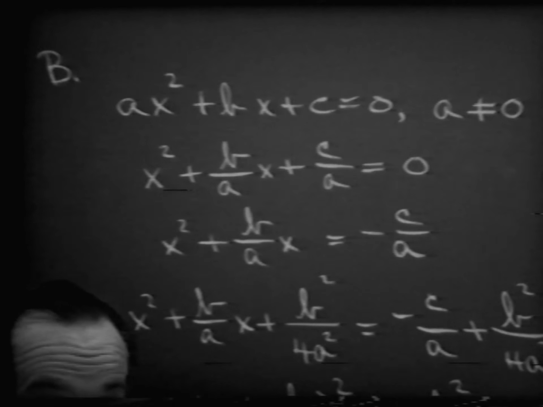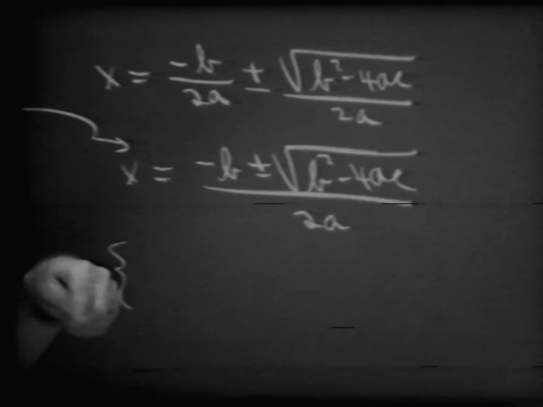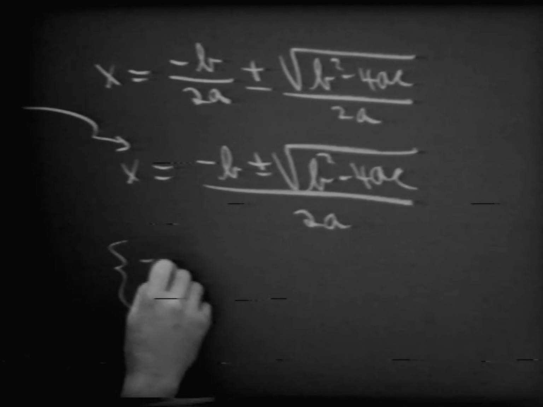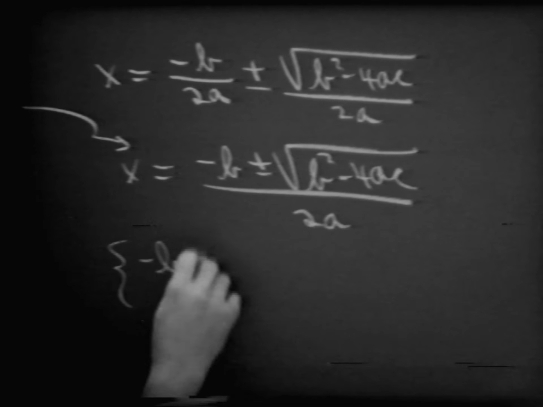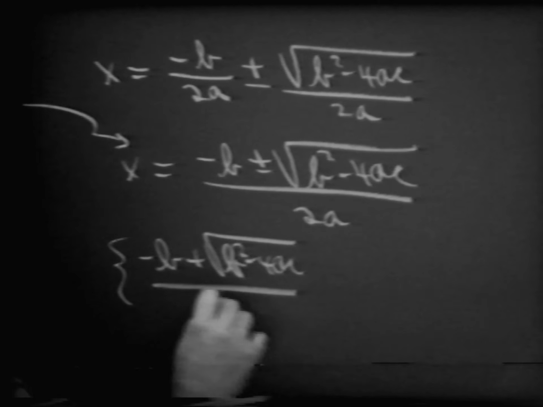Our domain is over the set of real numbers, and so what we are interested in is a solution set over the set of real numbers. One number which will make this sentence true is the opposite of b plus the square root of b squared minus 4ac, all over 2a.